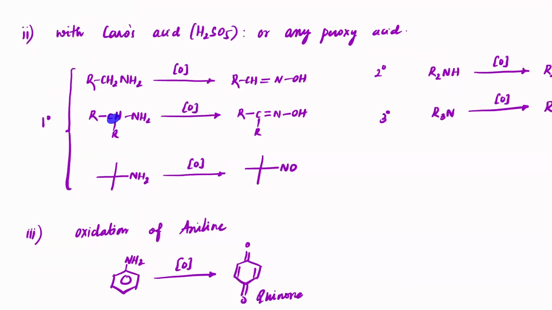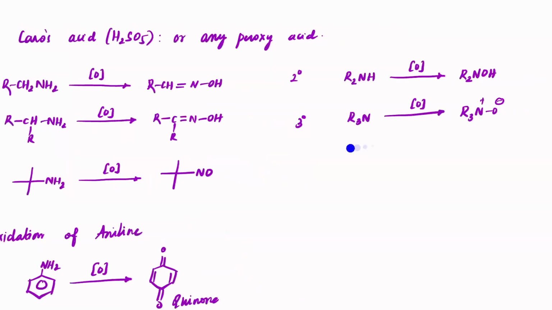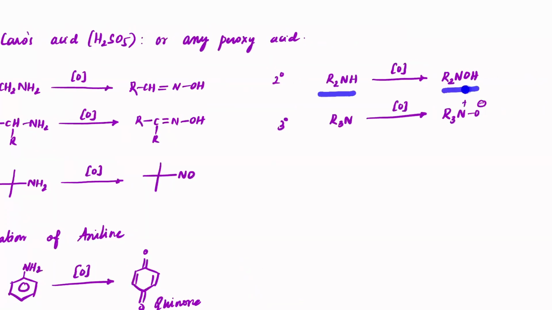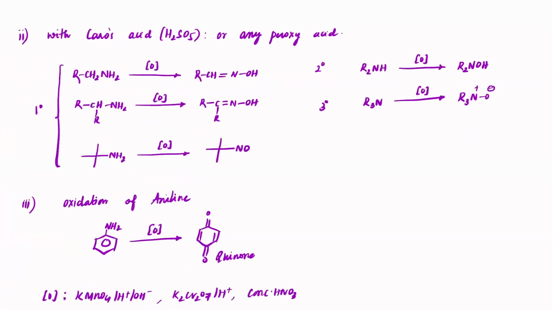If you have no alpha hydrogen, in that case it will become NO. If it is a 2 degree amine, it will convert into hydroxylamine. A 3 degree amine again gives an amine oxide. These are all from Caro's acid, I mean any peroxy acid. Caro's acid was an example.